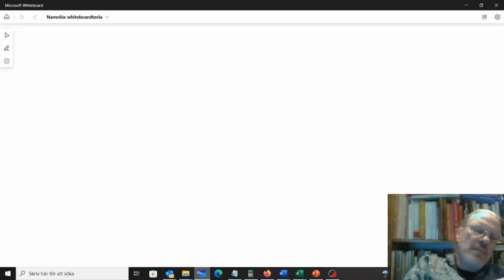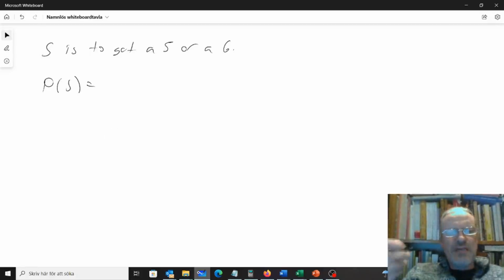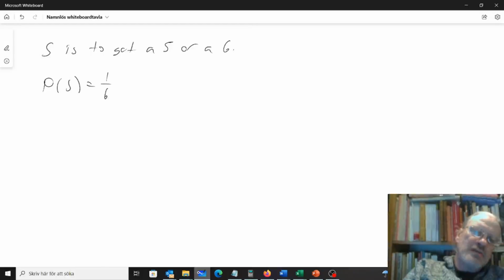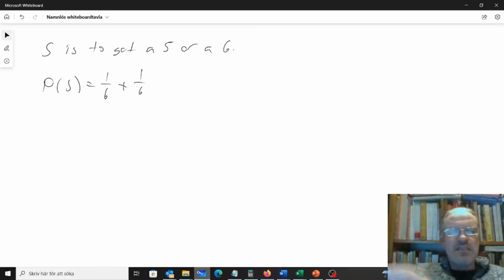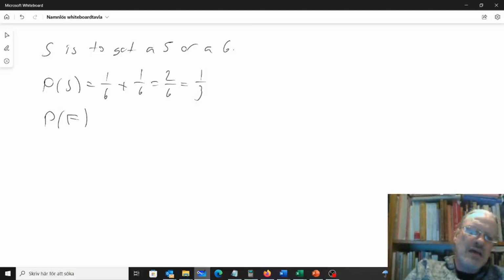Say we throw a die, and what we call a success is to get a 5 or a 6. So we can see here that the probability to get a success is the probability to get a 5 plus the probability to get a 6. So that would be 1 out of 6, the probability to get a 5, plus 1 out of 6, the probability to get a 6, that would be 2 out of 6, or 1/3. That also means that the probability to get a fail equals to the rest of this, that would be 2/3.